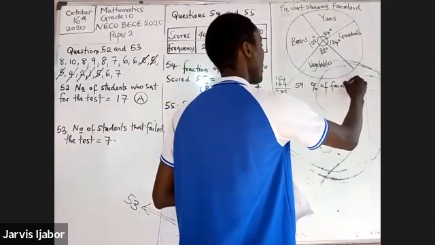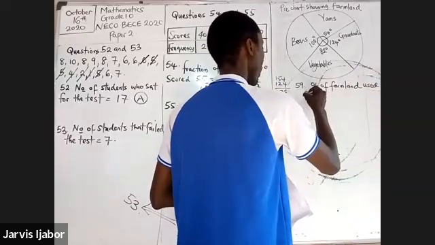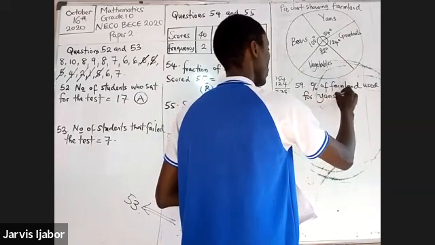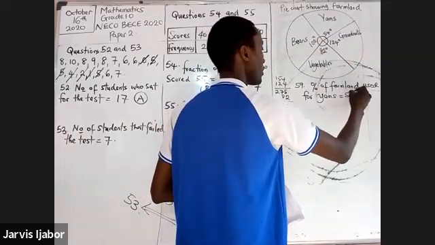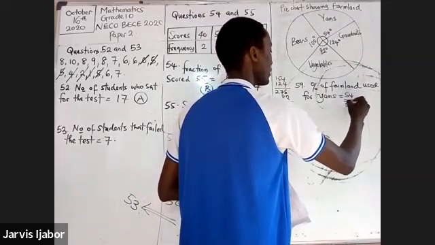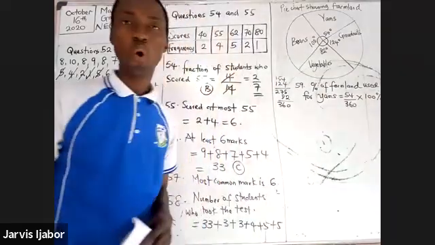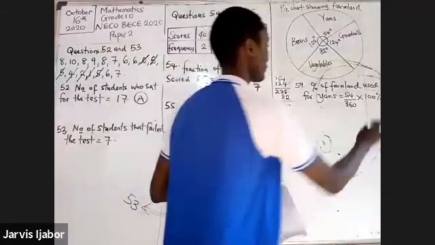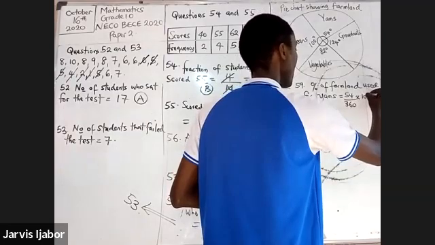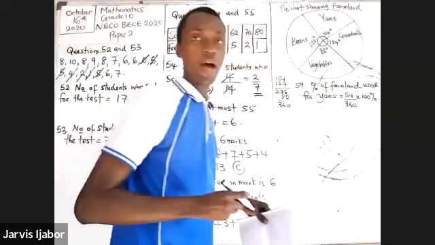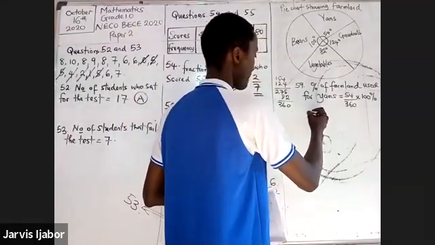percentage of farmland used for yams will be equal to what sector is used here over 360 times 100%, because we're trying to find it in terms of 100%. Right, times 100%. So what does that give you?